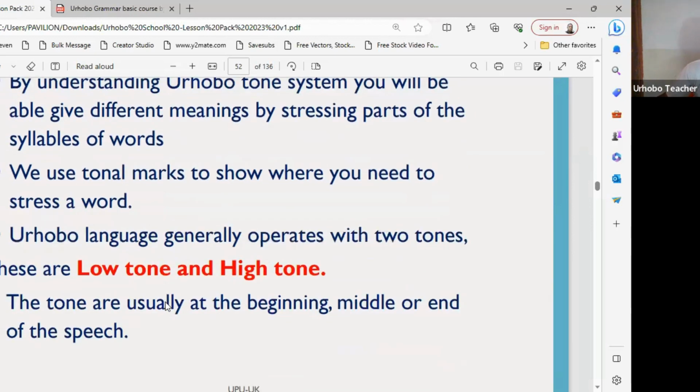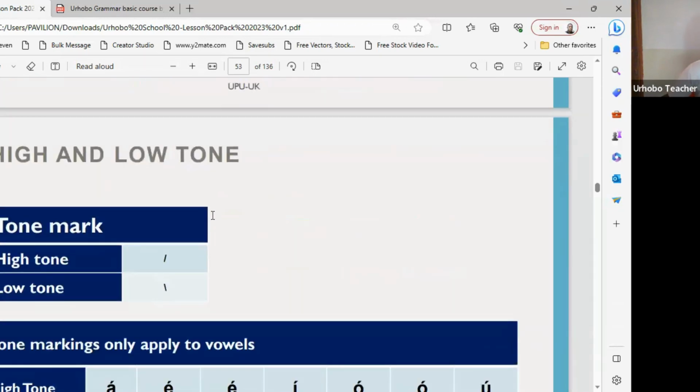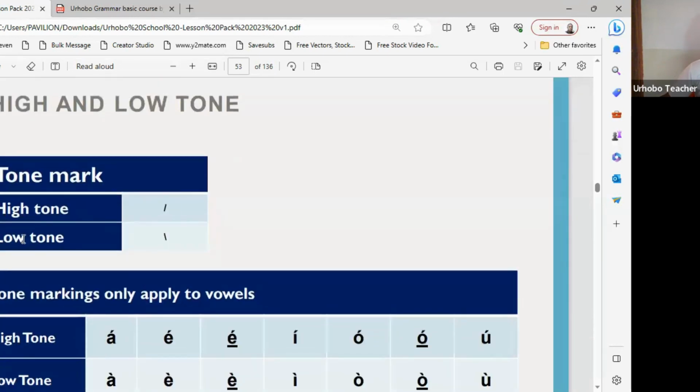Urhobo language generally operates with 2 tones, the high and the low tones. Generally, there is another tone which is the middle tone, but these are the ones that we work with, the low tone and the high tone. By changing the sound from low to high, you can change the meaning without you knowing. And so you have to know when to stress the words. The tones are usually at the beginning, middle, or end of the speech, and most times you put them on a vowel. And so these are the tonal marks.